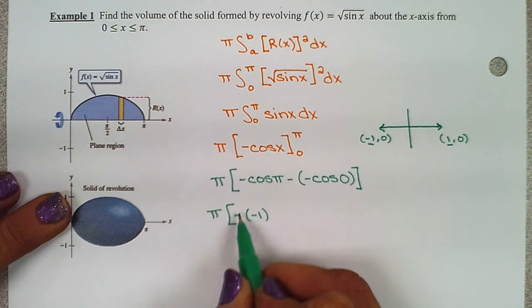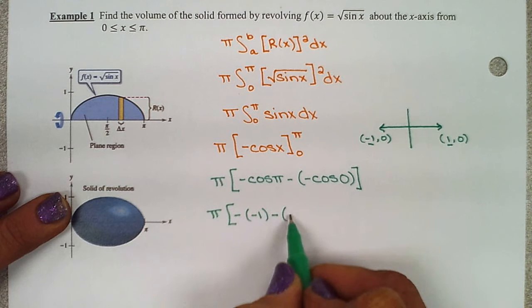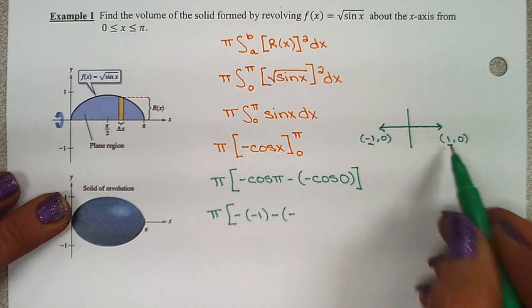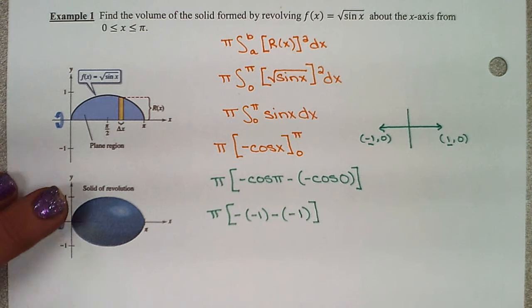This negative is the negative that was in front of the cosine. Then we have a minus, and then another negative, and now cosine of 0 is 1. So lots of ones, lots of negatives. We've got to be careful here.